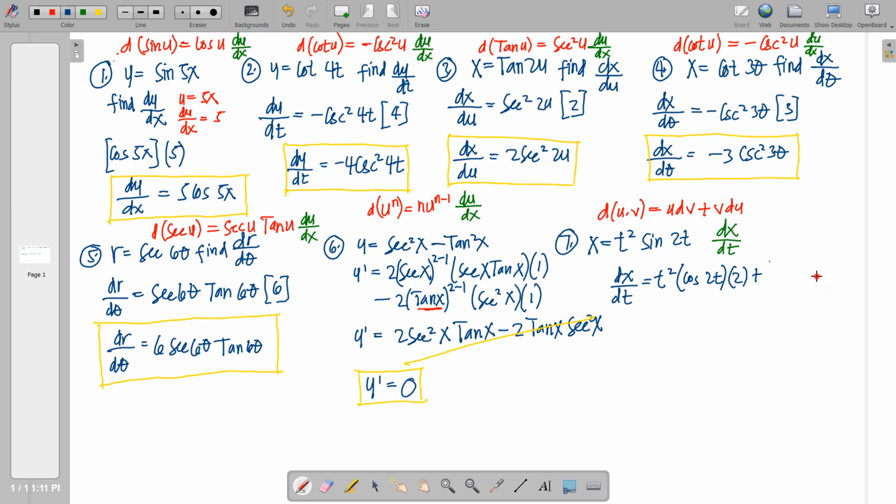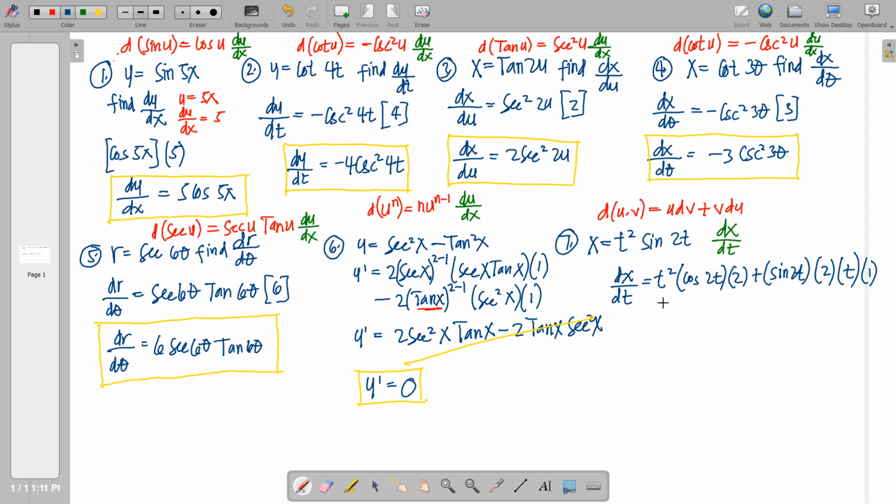And then, the second term is v du. So, plus copy the second term. And of course, derive the first term. So, that is just the power rule. So, we bring down 2 here. Copy t and then derive t with respect to t. That will just be equal to 1.